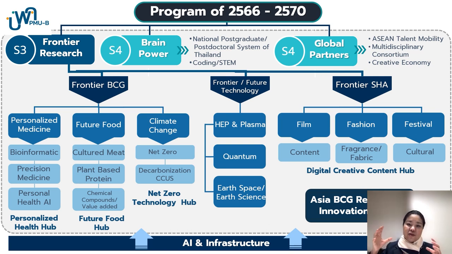And then we not only build highly excellent research capacity, we also want to develop the skill sets of our researchers, such as the brain power, through the national postdoctoral postgraduate program, or upskill and reskill for researchers to become part of the global league through the global partnership program, or the ASEAN talent mobility program as well.